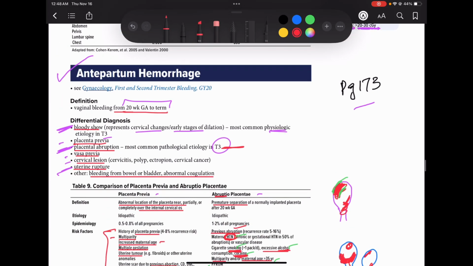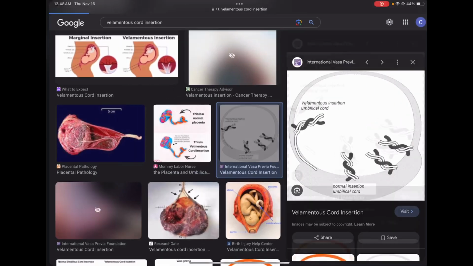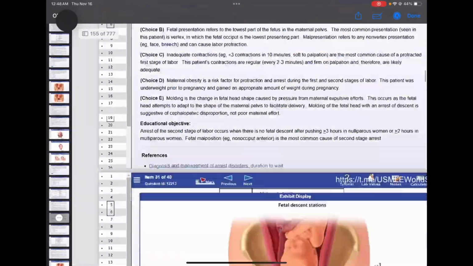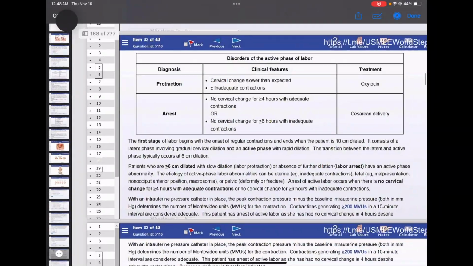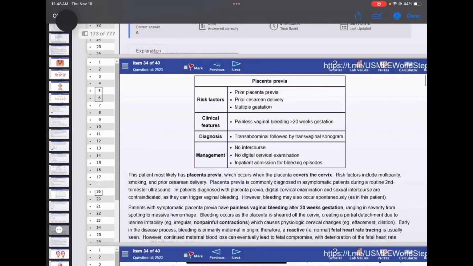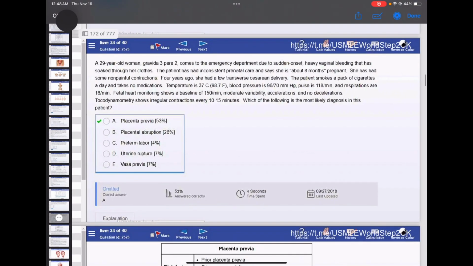Now we have a few questions from UWorld. Oh my god, I don't want to miss it. Okay. So page 173. This would pretty much summarize antepartum hemorrhage.